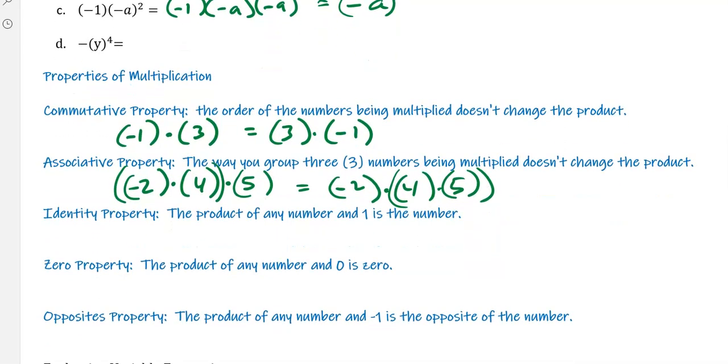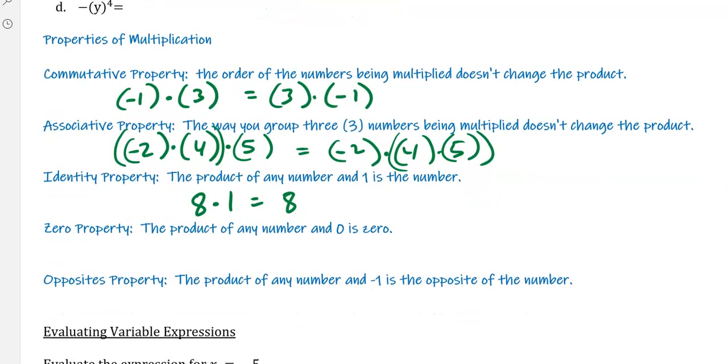Now the identity property of multiplication is you can multiply any number times 1, and you'll get that same number. For example, 8 times 1 is always going to be 8. That's the identity property of multiplication. The zero property of multiplication says if you multiply any number times 0, your answer will be 0. So -11 times 0 is going to be 0. 102 times 0 is going to be 0. It's just how it works. Any number times 0 is 0.